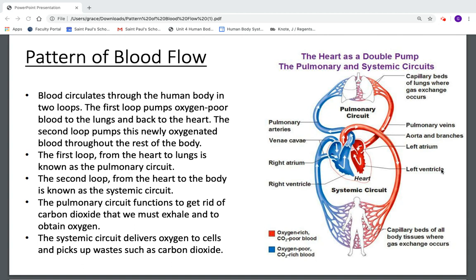The pattern of blood flow in humans occurs in two loops. In the first loop, oxygen-poor blood enters the right side of the heart and is pumped through the pulmonary arteries to the lungs. Capillary beds in the lungs exchange oxygen for carbon dioxide. Blood leaving the lungs is now low in carbon dioxide and high in oxygen content. Blood then travels from the lungs into the veins, entering the left side of the heart. This oxygenated blood leaves the left side of the heart and is pumped throughout the body.